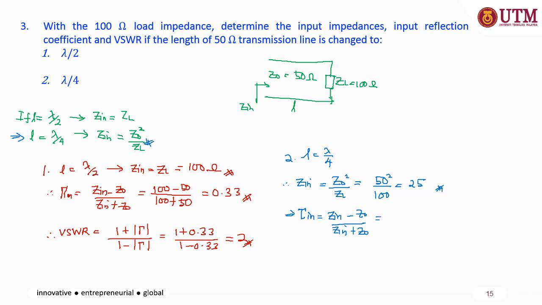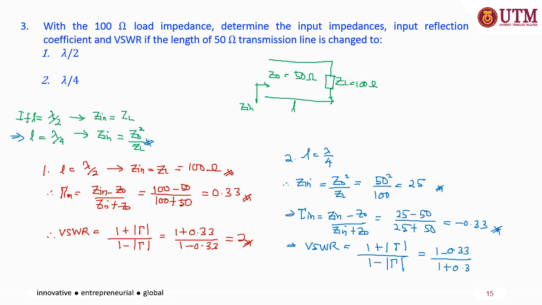So this one equal to your Zin here is 25 minus 50 divided by 25 plus 50 equal to negative 0.33. Okay, finally VSWR equal to 1 plus the magnitude divided by 1 minus the magnitude, equal to 1 plus 0.33 divided by 1 minus 0.33. It is equal to 2.